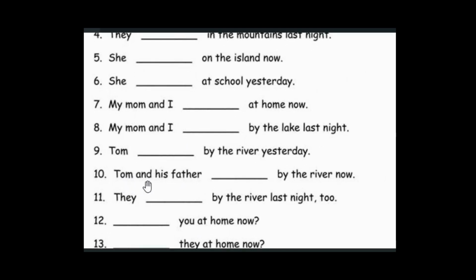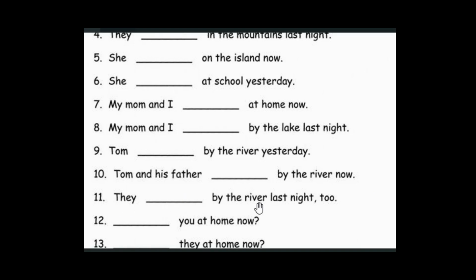And next one, "Tom and his father dash by the river now." Tom and his father are by the river now. Because Tom and his father is plural form, we should choose are. If the subject is singular, we use is. Here, Tom and his father are in plural form, so we use are.